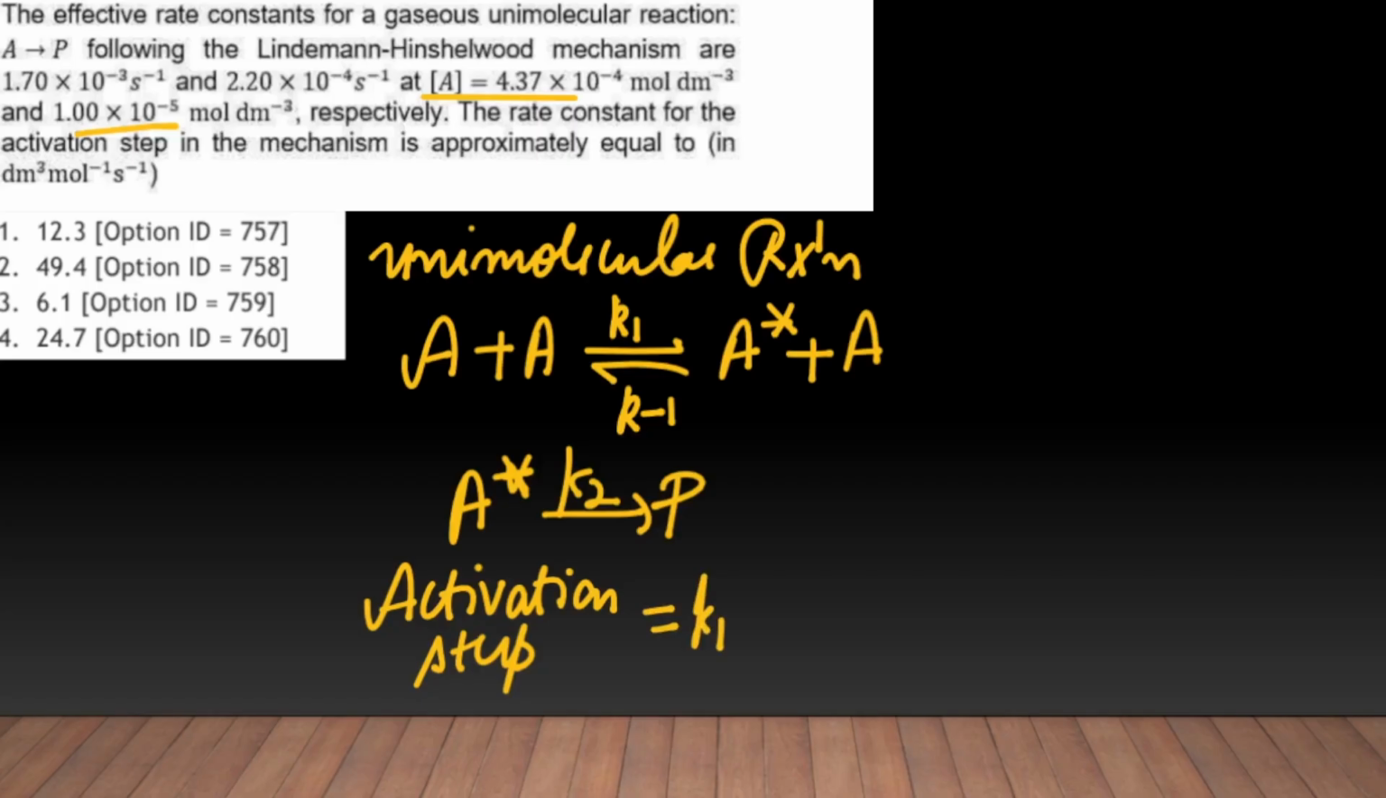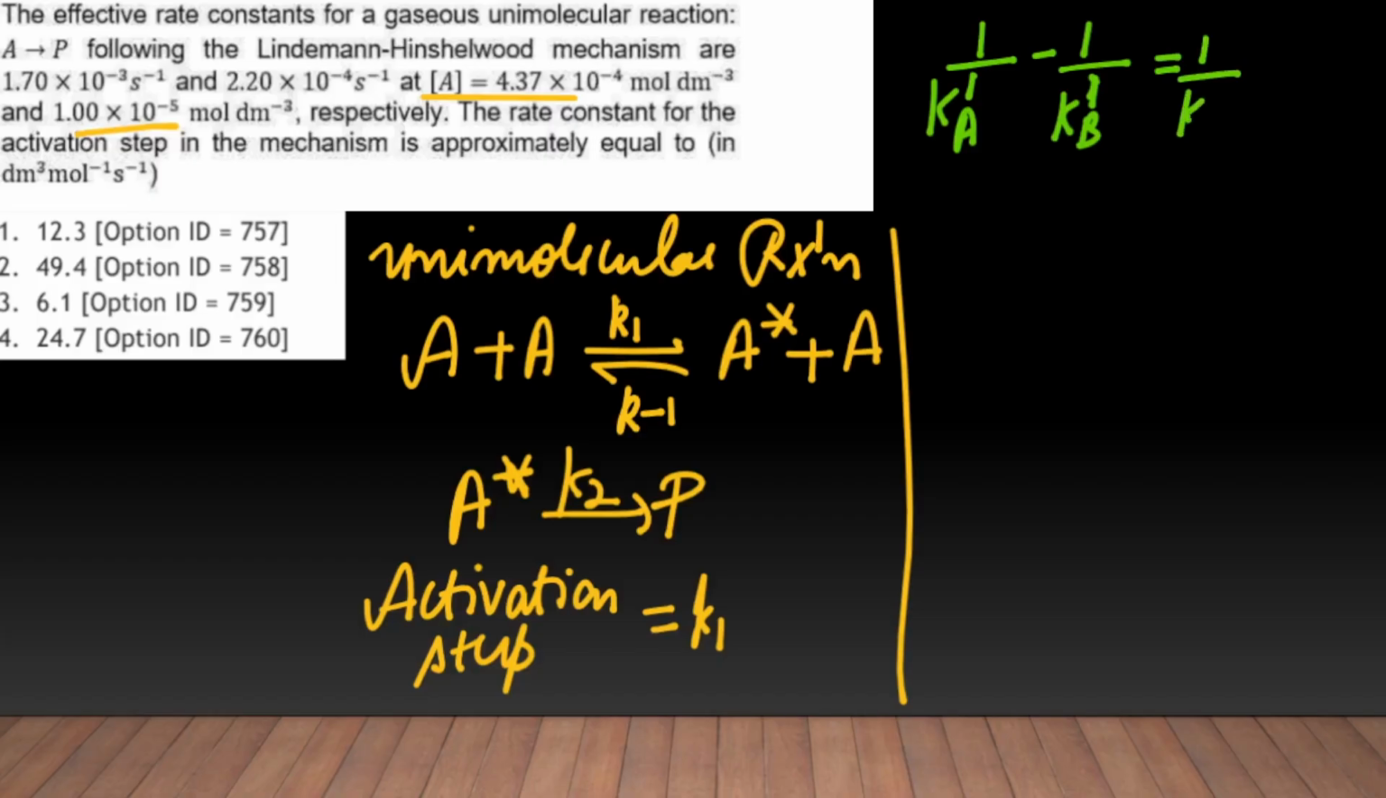So when you have the rate constants at two different conditions and the initial concentrations are also given, we use this expression: 1 upon Ka dash, the observed rate constant, minus 1 upon Kb dash, the observed rate constant at concentration B, is equal to 1 by K1, the rate constant for the activation step, into 1 upon A, the initial concentration A, minus 1 by B, the initial concentration B.